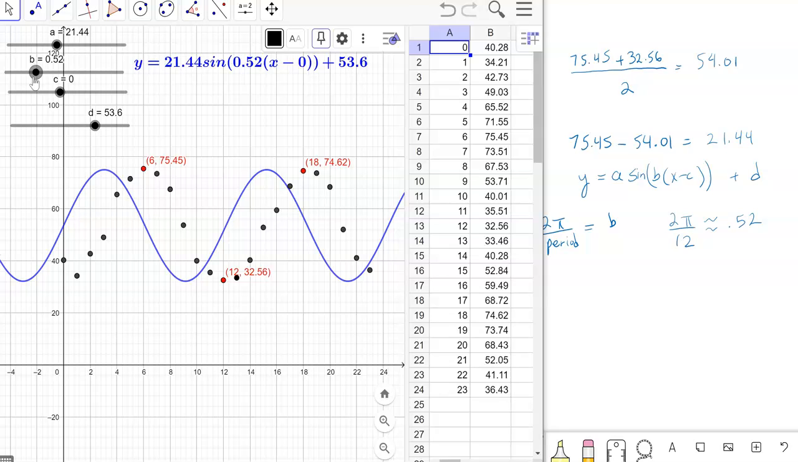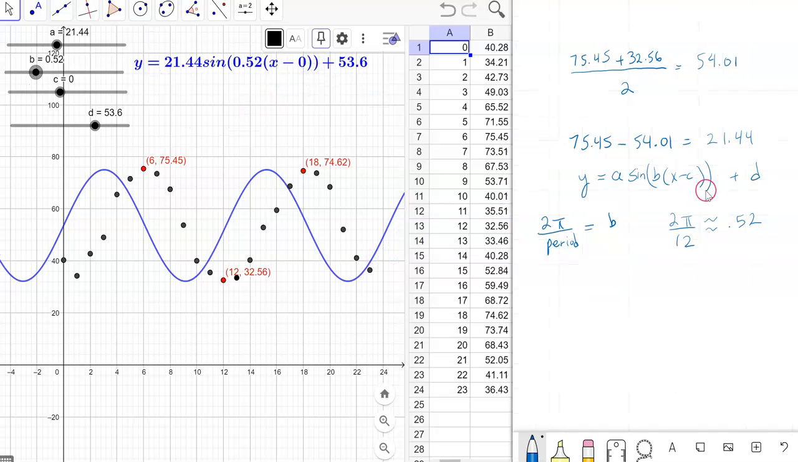The only thing I now need to do is adjust its phase shift. It is a little farther to the left of where my data was, and I need to adjust it to make sure it comes to the right a little bit. That means I have to find out the value of c. Right, so the value of c is in our equations what dictates how far left and right our graph is, the phase shift of our graph.